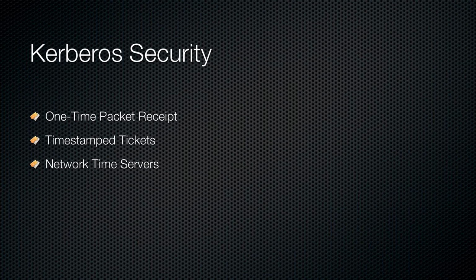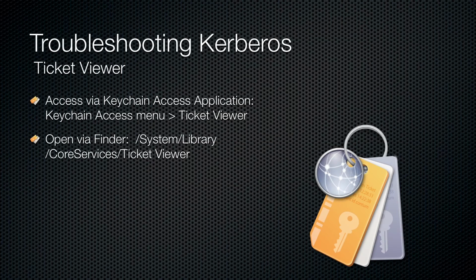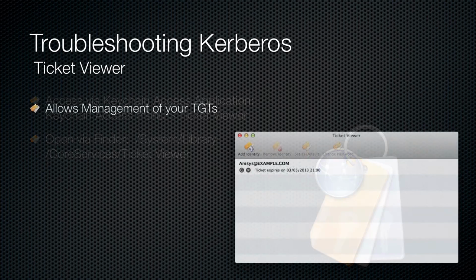Most of the time, expired tickets are replaced, but on the odd occasion, it may be necessary that you need to manually view, add, and remove these tickets. We can do this a few ways. Firstly, we can use the Ticket Viewer application. This can be found within Keychain Access's menu bar, or you can navigate to it through the Finder in System, Library, Core Services. Once open, Ticket Viewer gives you access to manage your ticket granting tickets, as well as view all tickets for each Kerberos user.